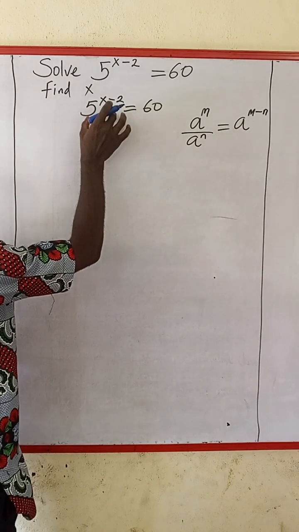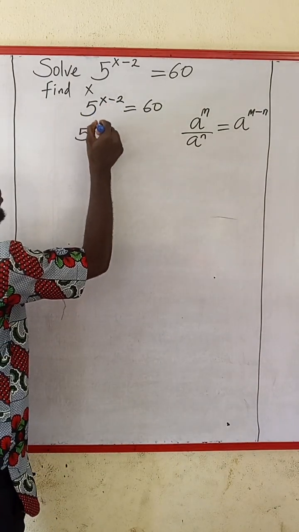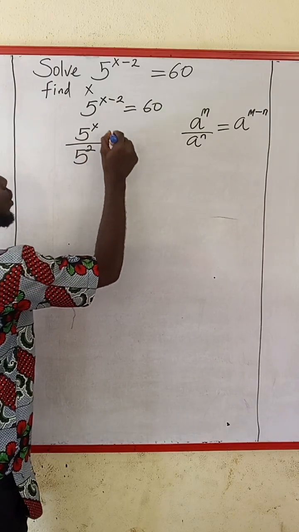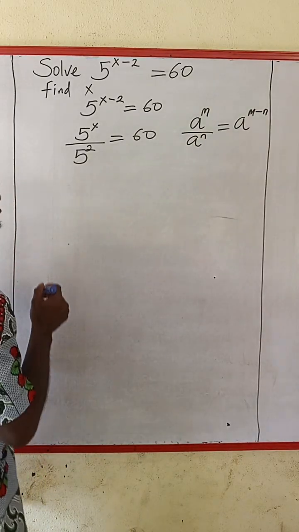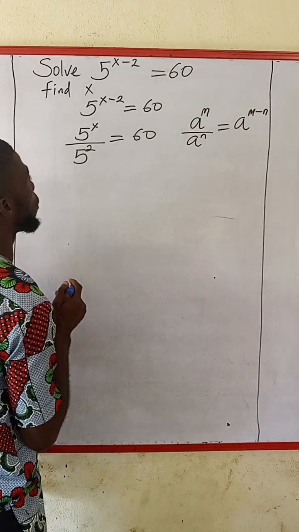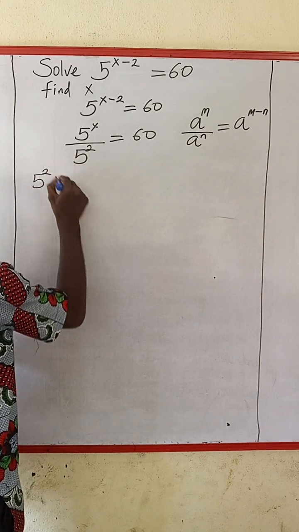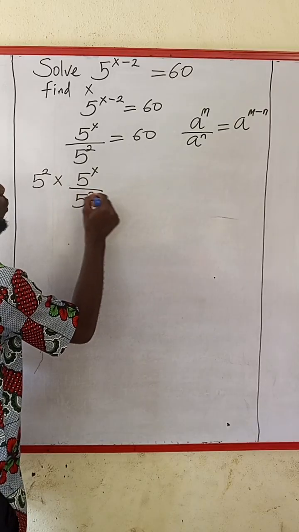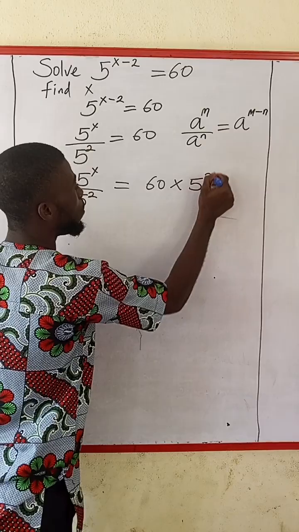Now I can break this, using the laws of indices, into 5 raised to the power of x divided by 5 raised to the power of 2 is equal to 60. So from here I can multiply both sides of the equation by 5 raised to the power of 2. Meaning that 5 raised to the power of 2 times 5 raised to the power of x divided by 5 raised to the power of 2 is equal to 60 times 5 raised to the power of 2.